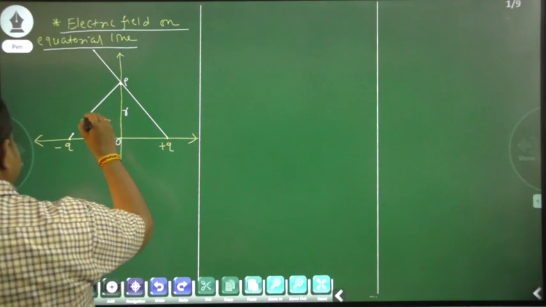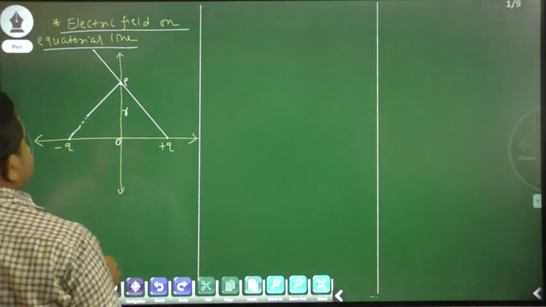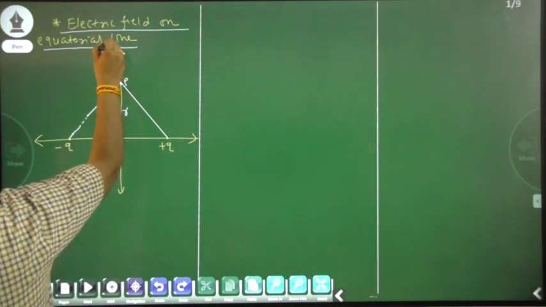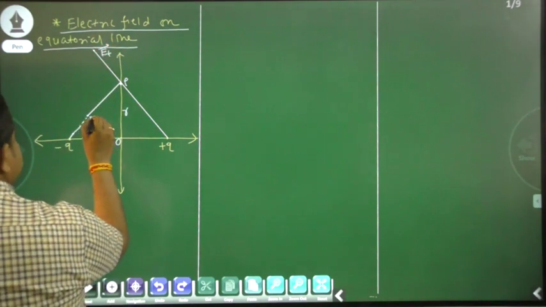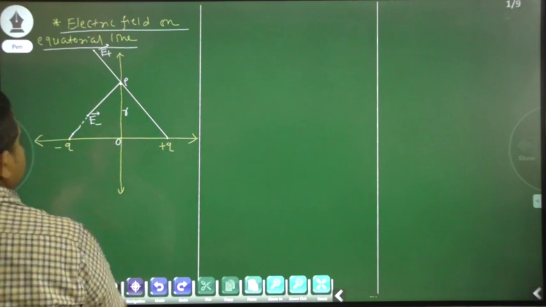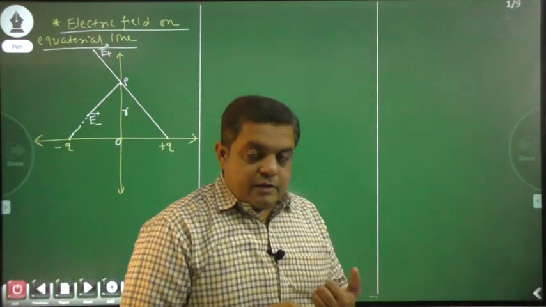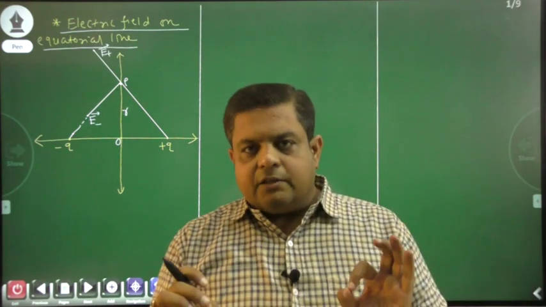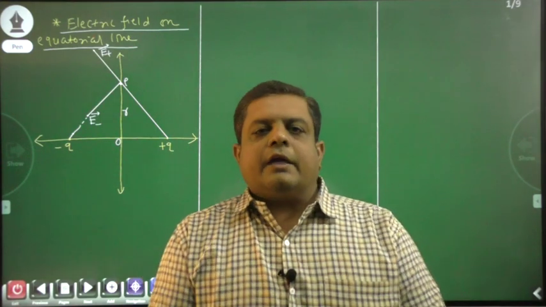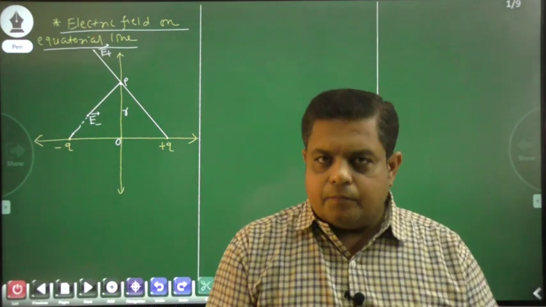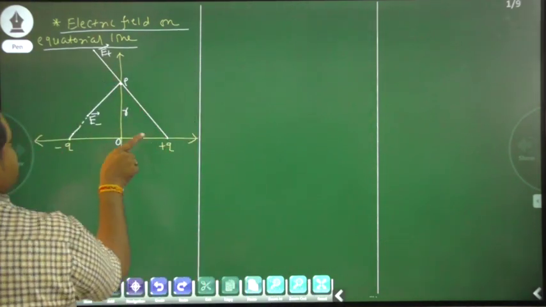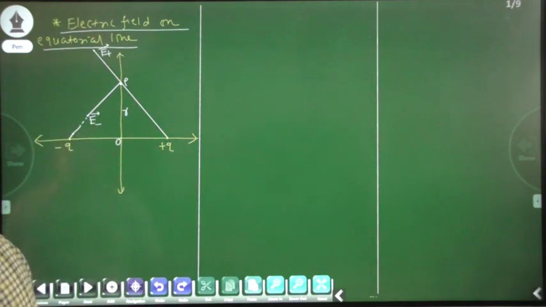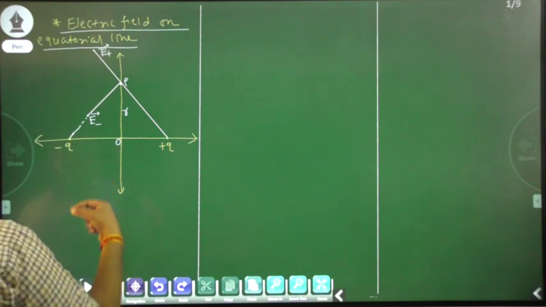Listen. Electric field due to positive charge, E plus. Electric field due to negative charge, E minus. Now we know that the electric field of a positive charge is radially outward, and for a negative charge it is radially inward. So the direction of electric field of positive charge is radial, away from the charge, and for negative, radial towards the charge.